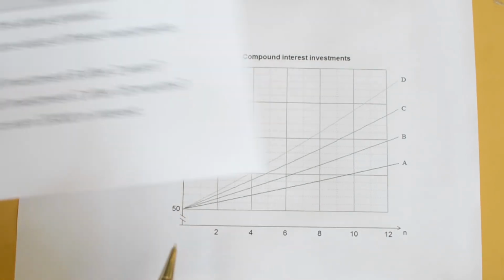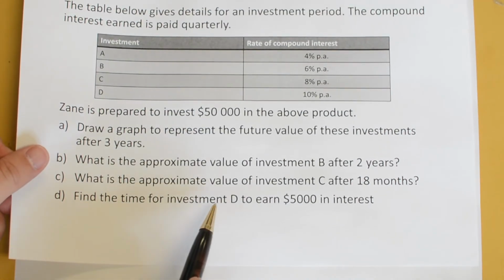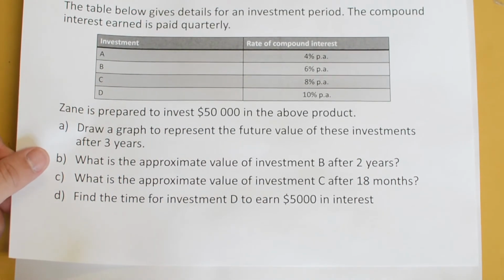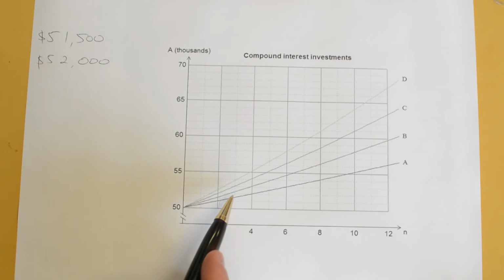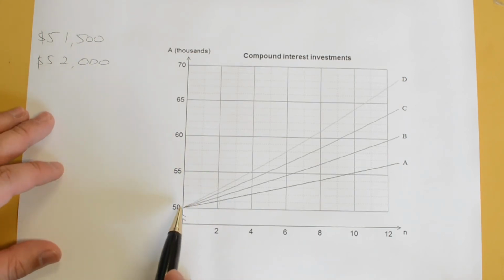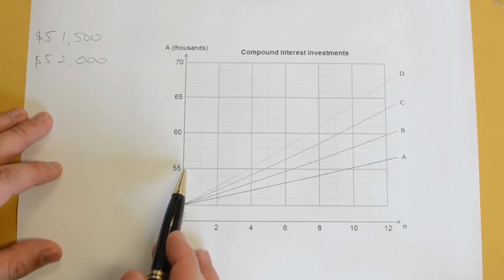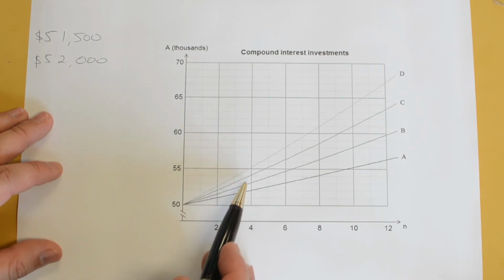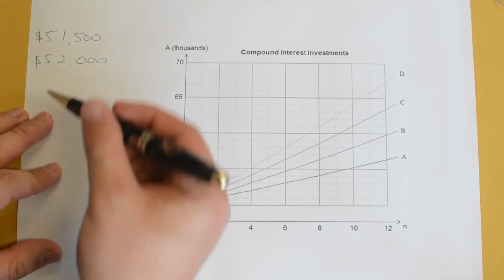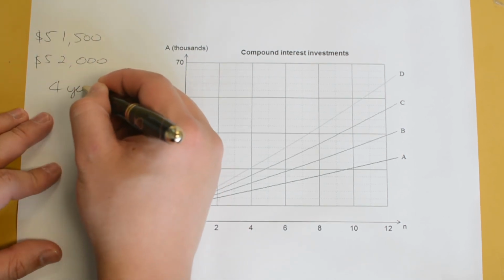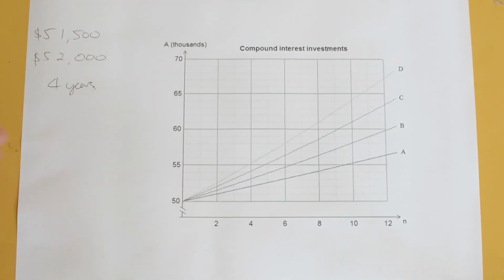Finally, part D, find the time for investment D to earn $5,000 of interest. Investment D is the top graph. Our initial was $50,000, that was our principal. So if we earned an interest of $5,000, our amount would then go to $55,000. So going to D, the top one, just under 4 years. So I'll just go ahead and write 4 years from this graph. And that is how you read a compound interest graph.